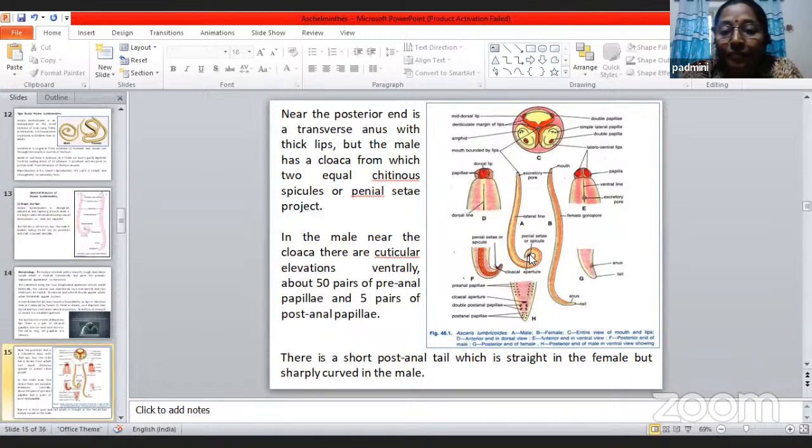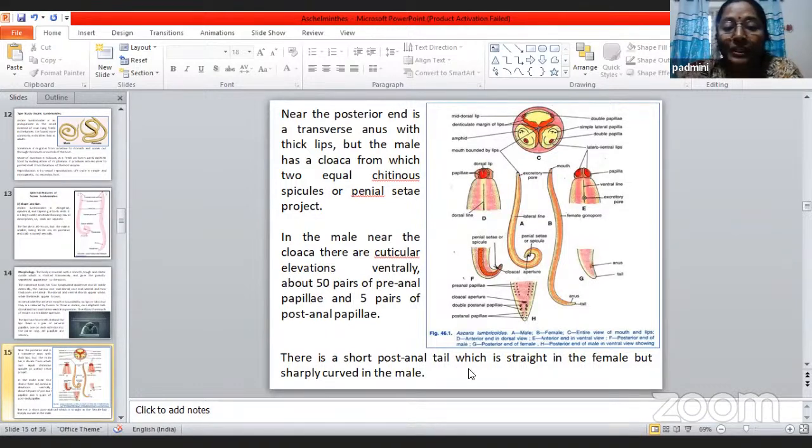That is, if the anal region is somewhere over here, at the pre-anal region you will have a lot of papillae over there, and 5 pairs of post-anal papillae. That is 10 post-anal papillae present at the tail end of the nematode. So that is one important difference.